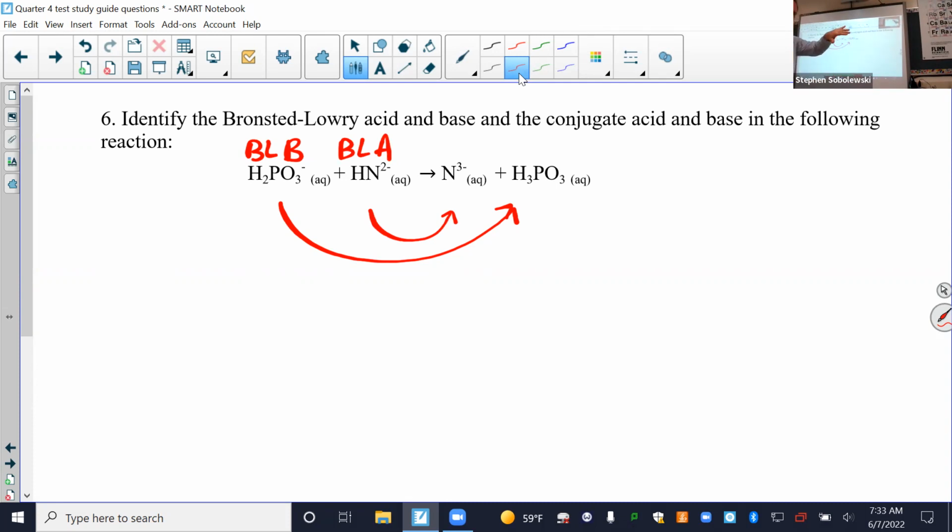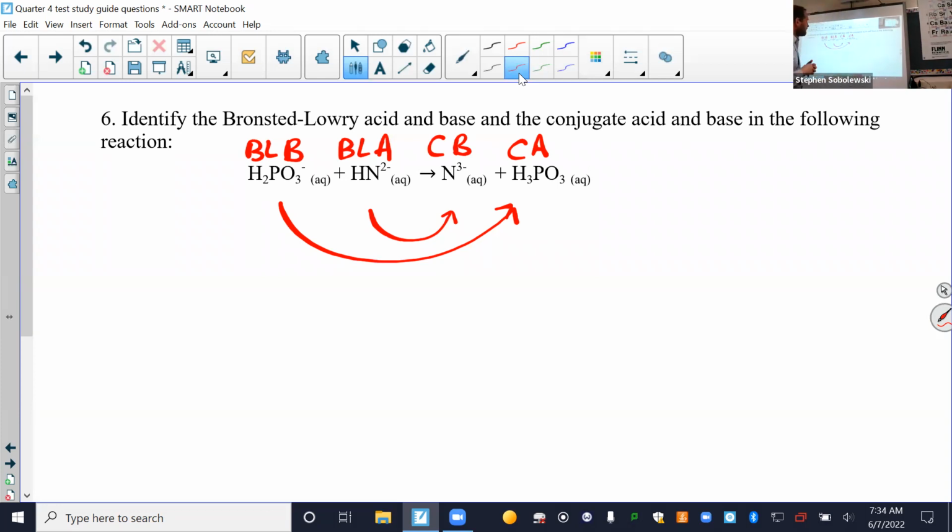This one, we do a role switch. The Bronsted-Lowry base turns into the conjugate acid. So that's going to be this one. The Bronsted-Lowry acid turns into the conjugate base. And this makes sense because once a molecule or an ion gives away an H+, it now has a vacant spot that another H+ could theoretically arrive in.